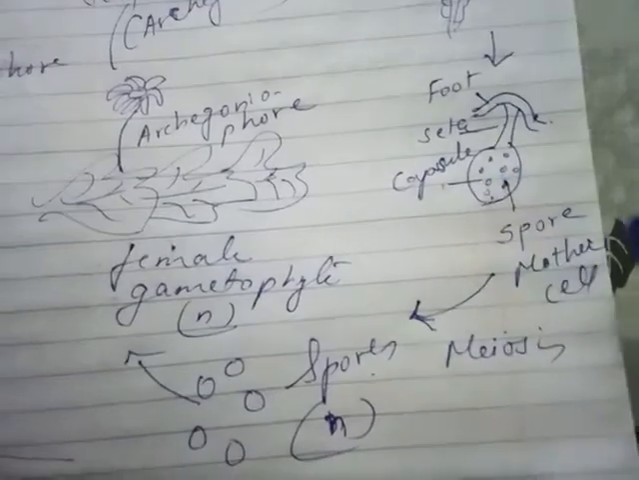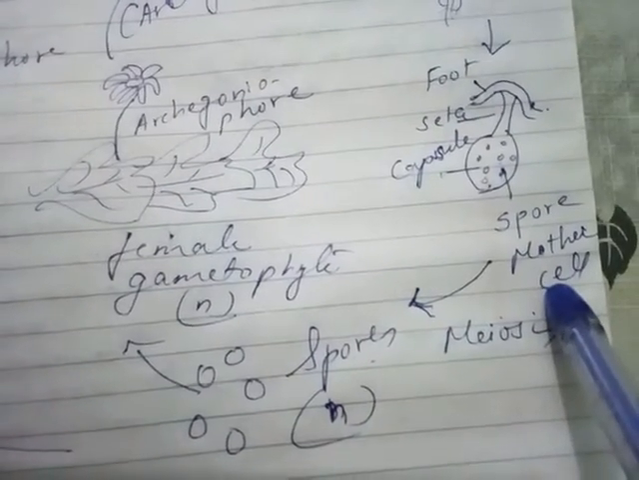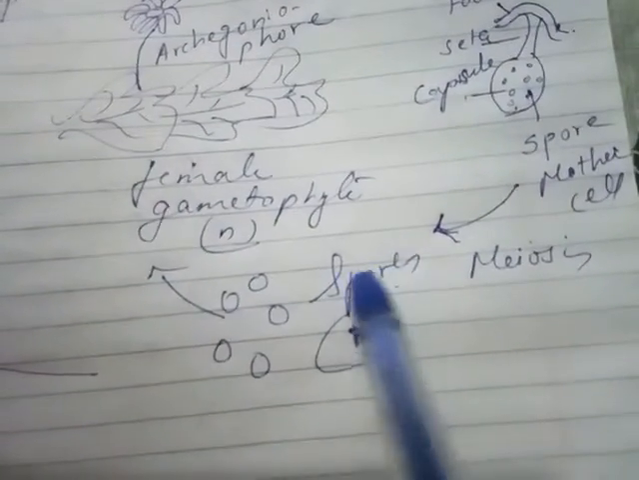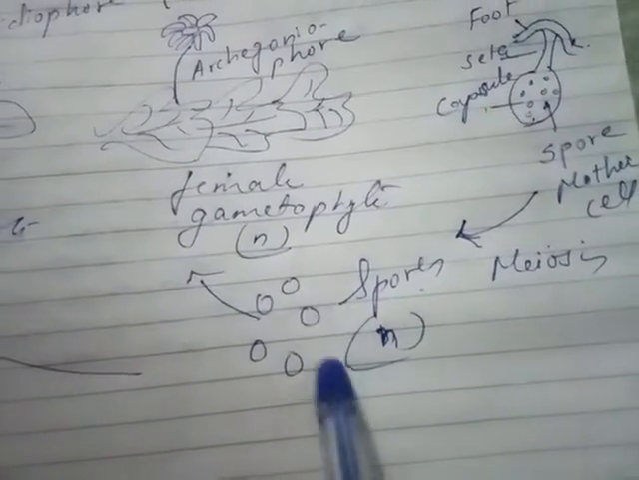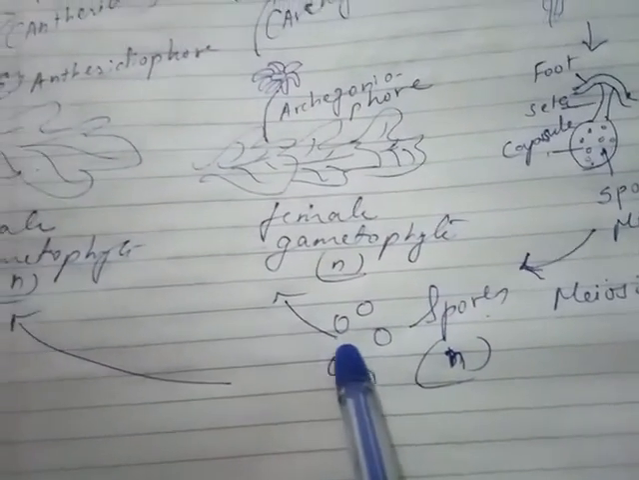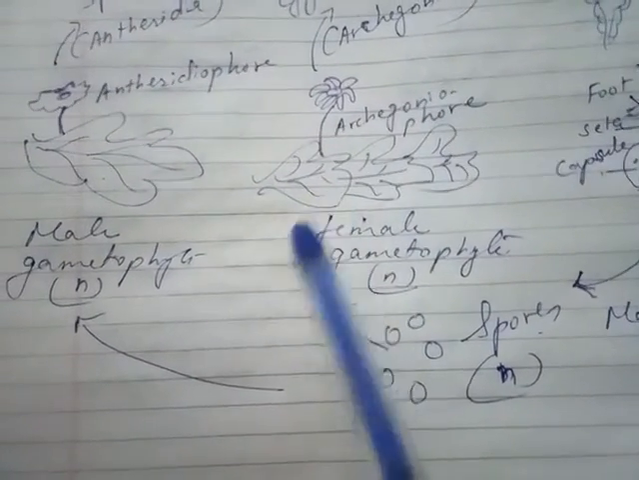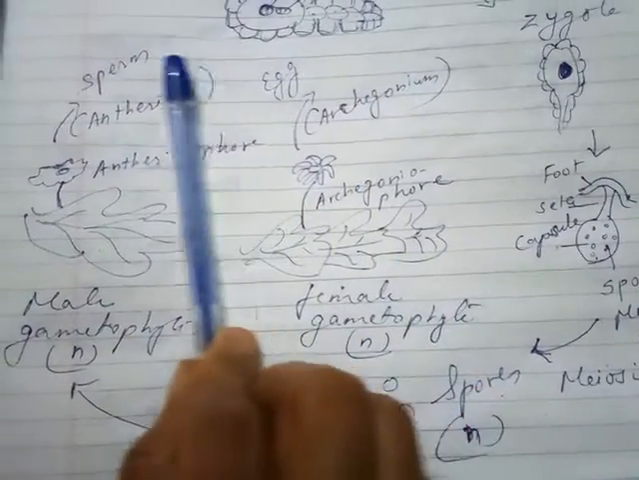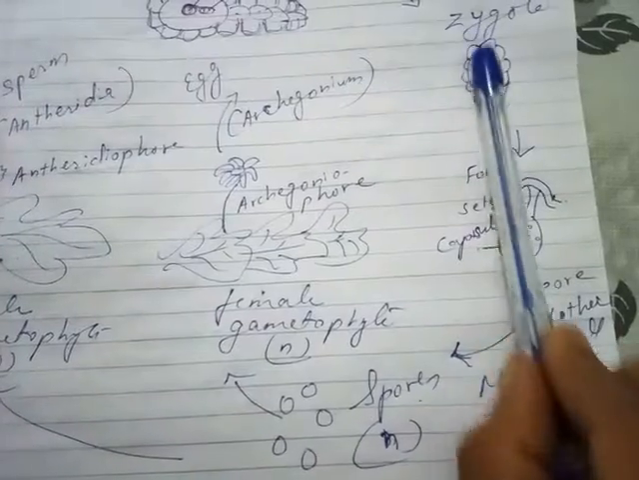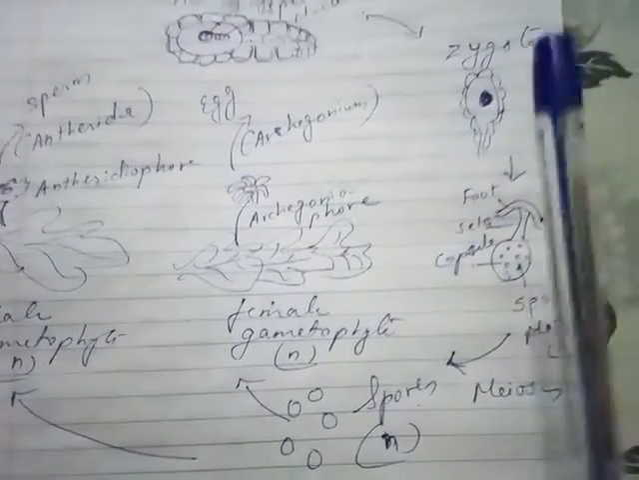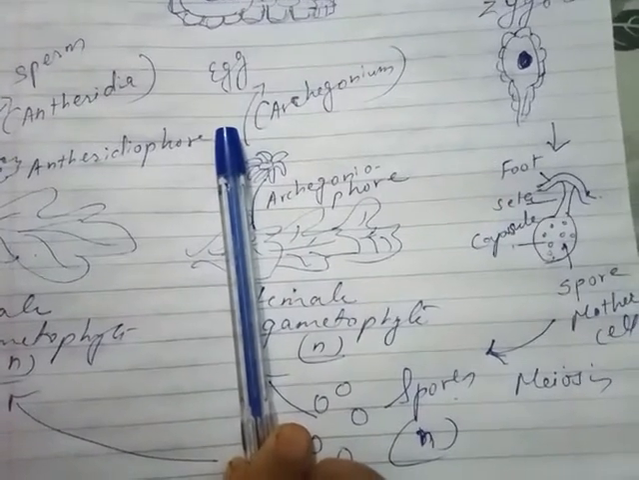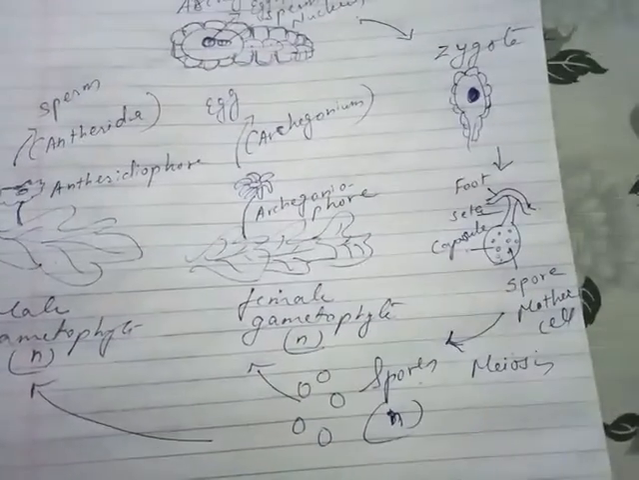The capsule has spore mother cells which are 2n, diploid. This spore mother cell will undergo meiosis giving rise to spores. Now these spores are haploid. This spore will again give rise to the female gametophyte and male gametophyte. So this part is haploid while this part is diploid. So the sporophytic generation alternates with the gametophytic generation. This is called alternation of generation.